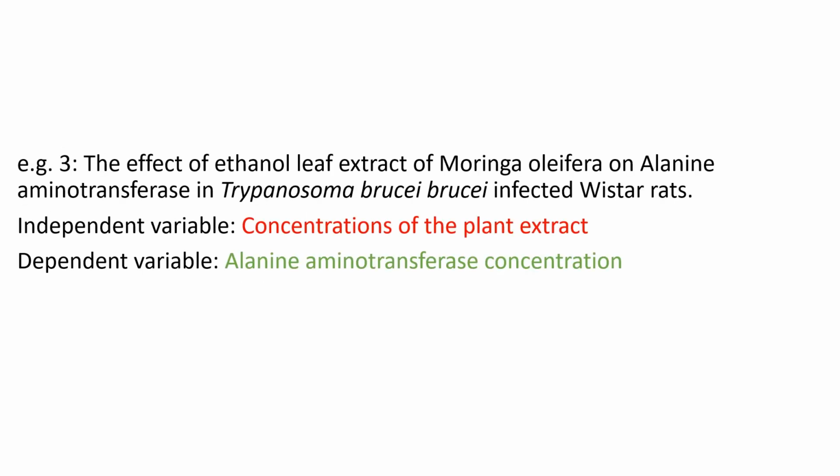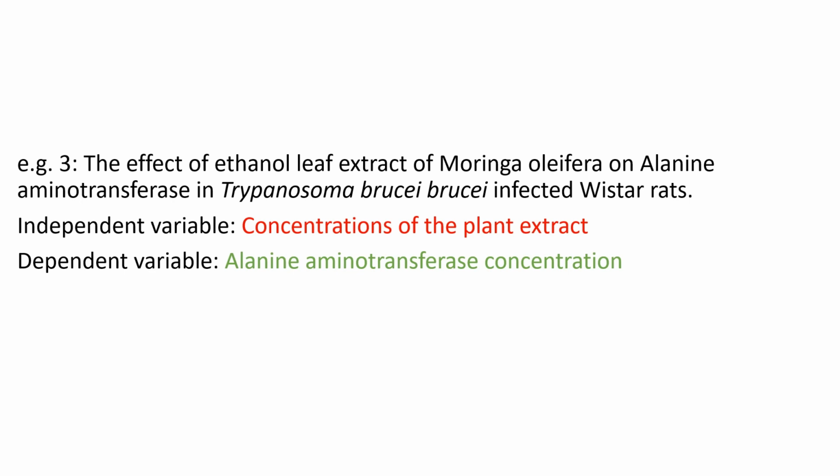For example 3, this is a particular example for researchers in life sciences. We have the effect of ethanol leaf extract of Moringa oleifera on alanine aminotransferase in Trypanosoma brucei infected Wistar rats. In this case, the different concentrations of ethanol leaf extract of Moringa oleifera will have an effect on alanine aminotransferase in the Wistar rats that were infected with Trypanosoma brucei.